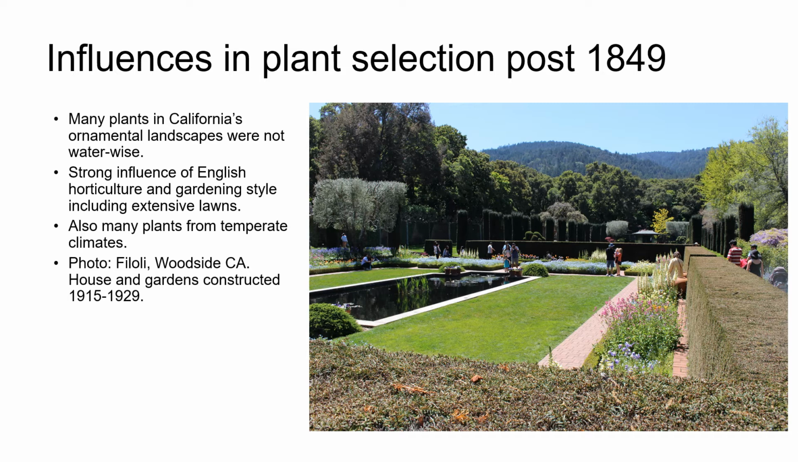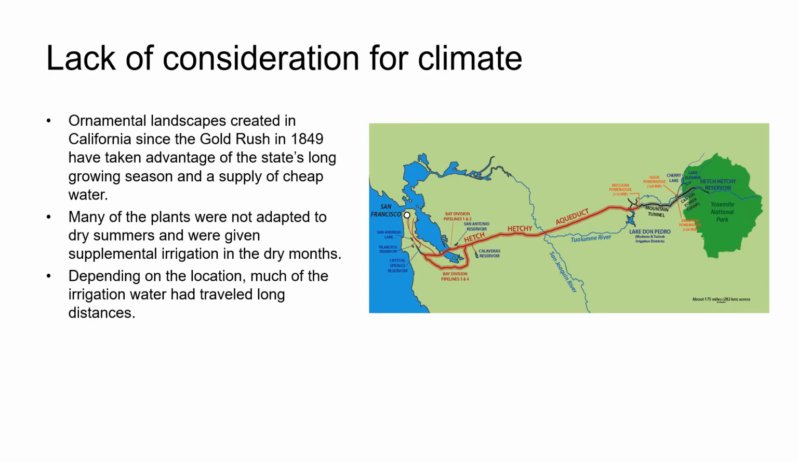Following the period of rapid population growth in California after the gold rush in 1849, many of the plants used in our ornamental landscapes weren't California natives or even plants from other Mediterranean-type climates. Our landscapes were strongly influenced by English horticulture and included extensive lawns and also many plants from temperate climates that have year-round rainfall. Examples of these include rhododendrons, azaleas, and camellias. California's ornamental landscapes took advantage of the long growing season and warm summers by growing a vast range of plants, many of which weren't adapted to the long dry summers.